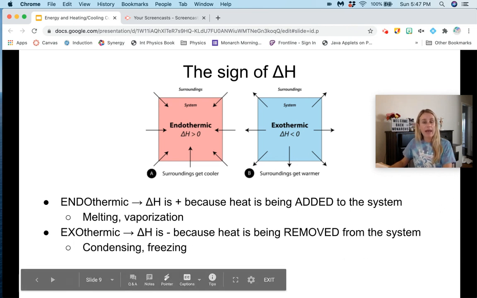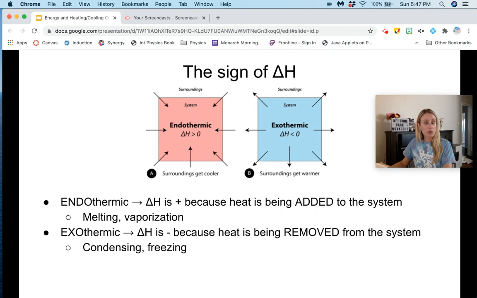So that's a little bit about enthalpy, about heating and cooling curves. Now you all know how to label those things, and you know the types of energy that are associated with the different parts of the heating and cooling curves as well.